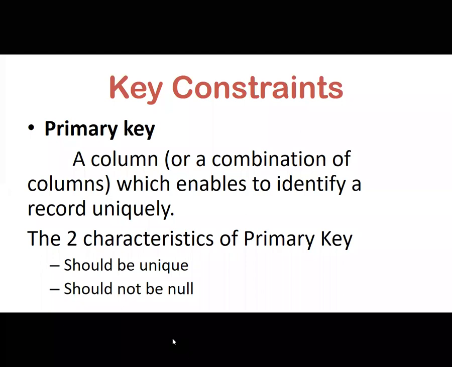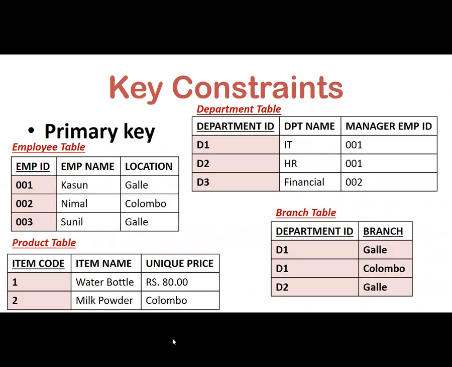The second point is what? It should not be null. Not null means you cannot store any record with an empty value in the primary key field. So the first is that it should be unique, and it should be not null. Okay, right? Now look at these tables.